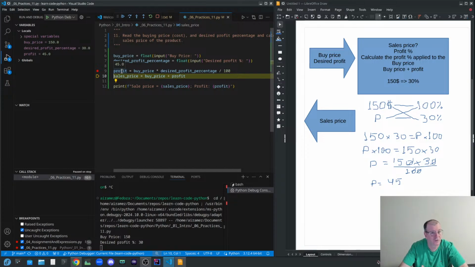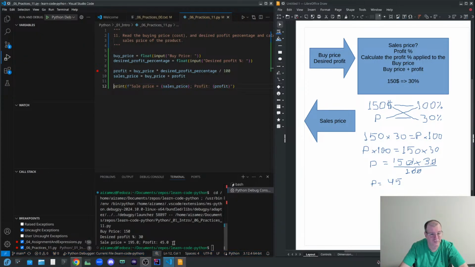And now what you say? Oh, I want to have 30% of my buy price, that 150. So I now have to do, okay, what I have to do? I have to get my buy price and add my profit, how much I want to make in my sales. So we say now that the sales price is 150 plus 45. And when we print, we can see those values.